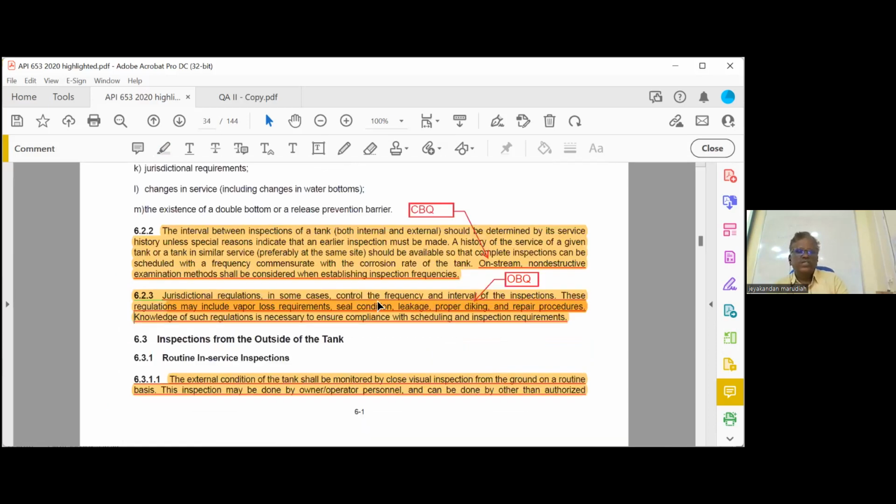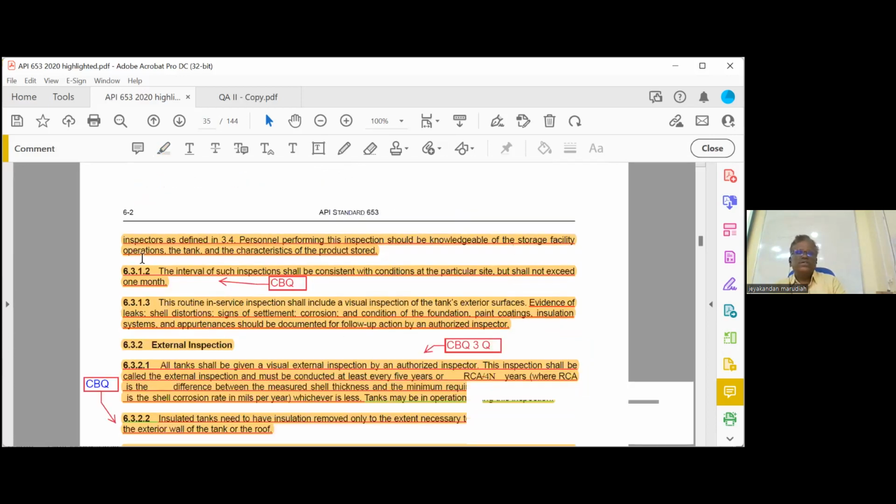Then we'll go to the routine in-service inspection. The external condition of the tank shall be monitored by close visual inspection from the ground on a routine basis. This inspection may be done by owner-operator personnel, can be done by other than the authorized inspector. So for routine in-service, no need for the authorized inspector. Then personnel performing this inspection should be knowledgeable of the storage facility, the tank, and the characteristics of the fluid. They should have the knowledge.